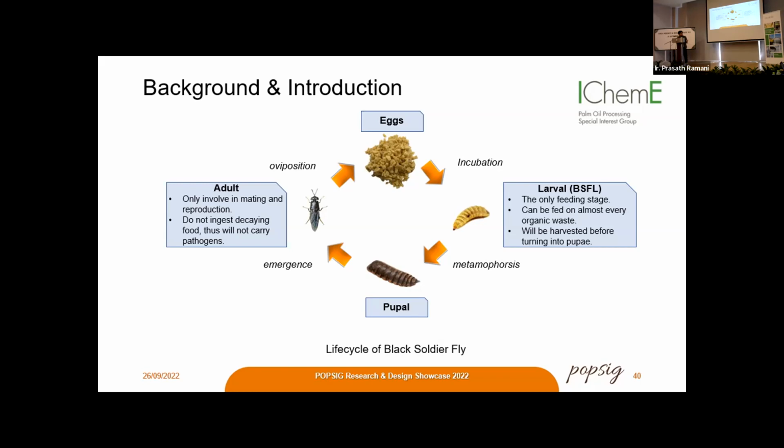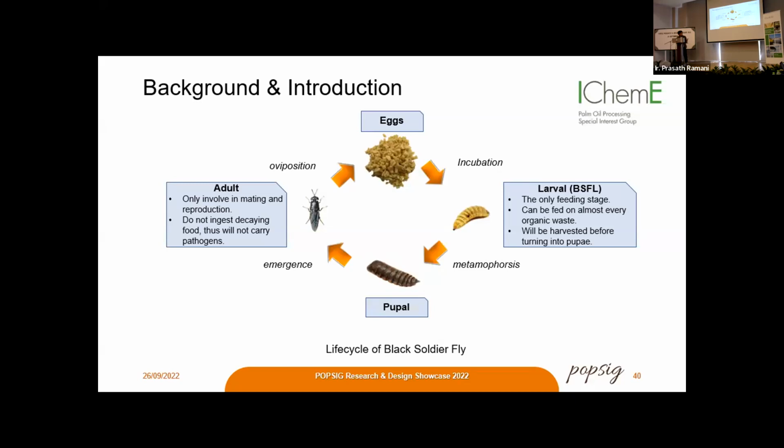And similar to other insect species, the BSFL will hatch from the eggs after incubation. And the larval stage is the only feeding stage throughout the entire life cycle of BSF. And the BSFL can basically be fed on almost every organic waste. And this is also the research focus of this project, where we will investigate the feeding of POME, sediment, and also OPF to the BSFL. And after BSFL have gained enough energy through feeding, it will undergo metamorphosis into pupae. And then following that, the pupae will emerge as the adults.